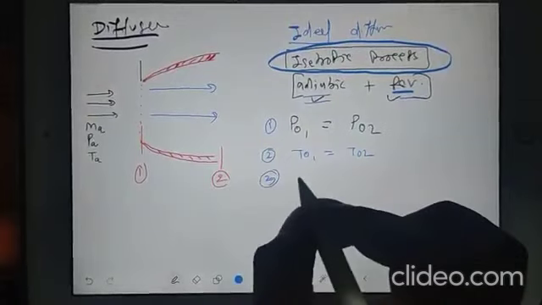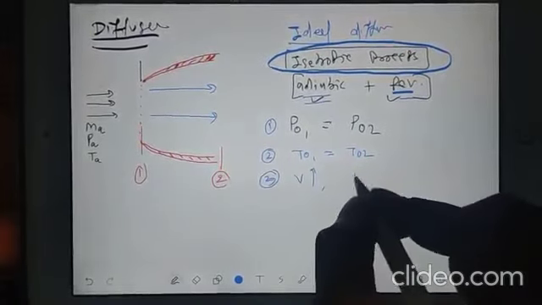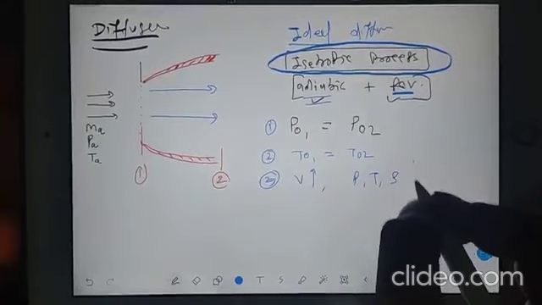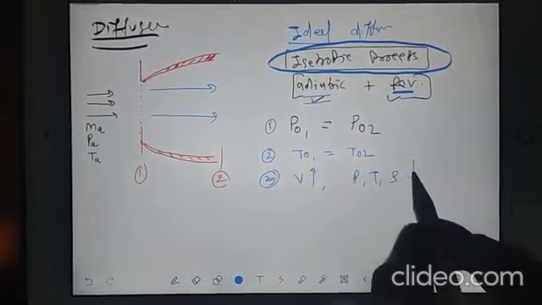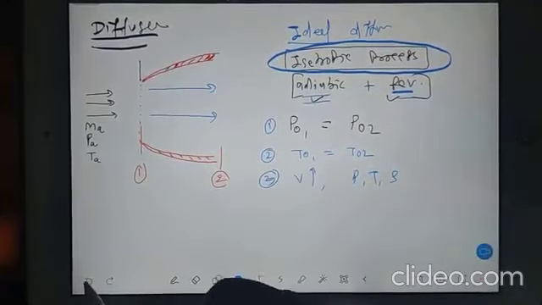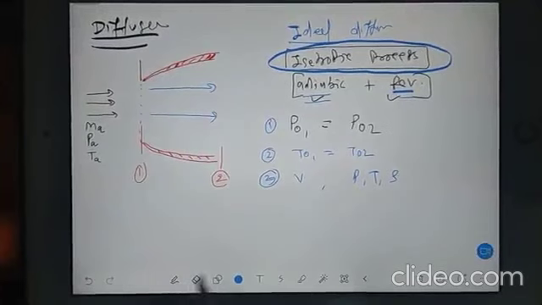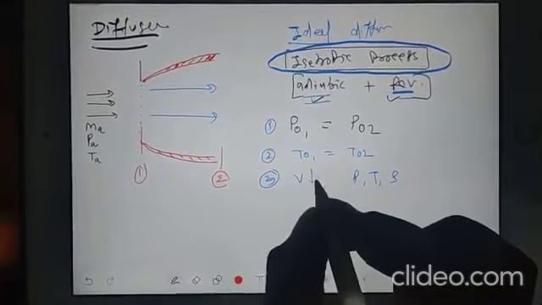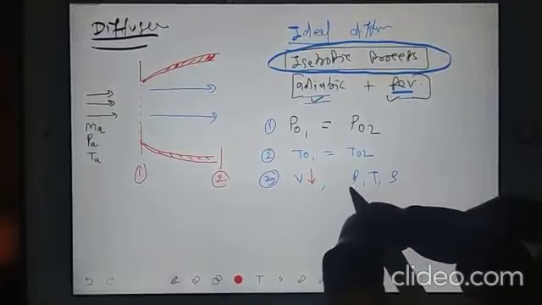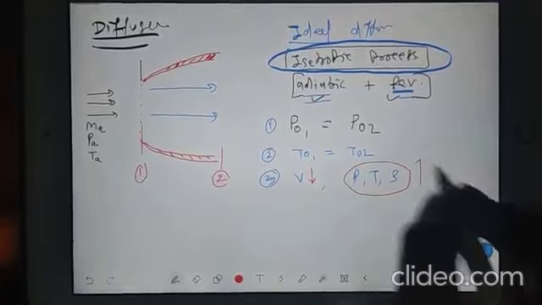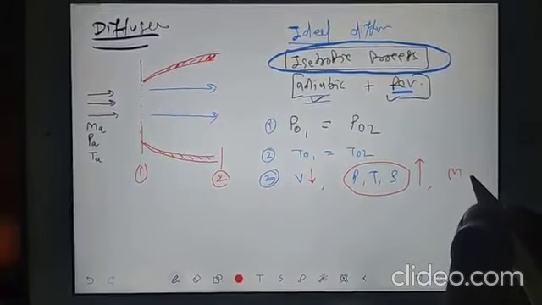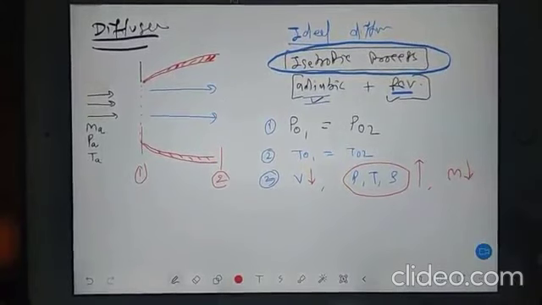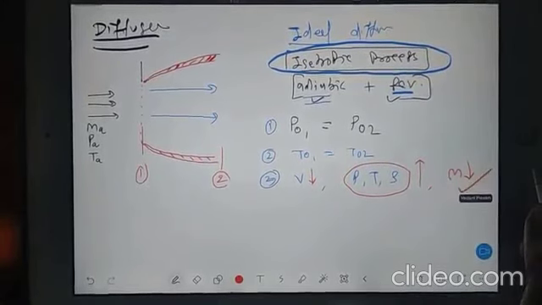But your velocity will increase, and because of that pressure, temperature and density will decrease. I'm very sorry, I said it wrong. Just change this sign. Because of the diffuser, your velocity will decrease and these properties will increase. We understand this part very well, right? And definitely your Mach number should decrease. Clear?